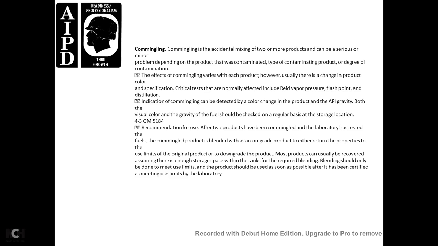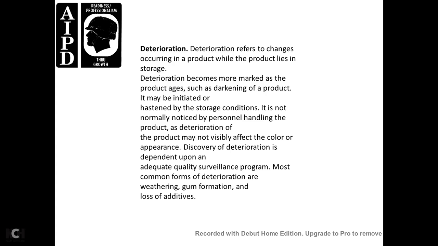The recommendation for use after two products have been commingled: the laboratory has to test it. If the commingled product is blended with one grade of product, it should return the properties of the product to within the limits of the original product, or else downgrade the product. Most products can be easily recovered, assuming enough storage space within the tanks is available for the required blending. Blending should only be done to meet these limits. The product should be used as soon as possible after it has been certified as meeting limits by the laboratory.